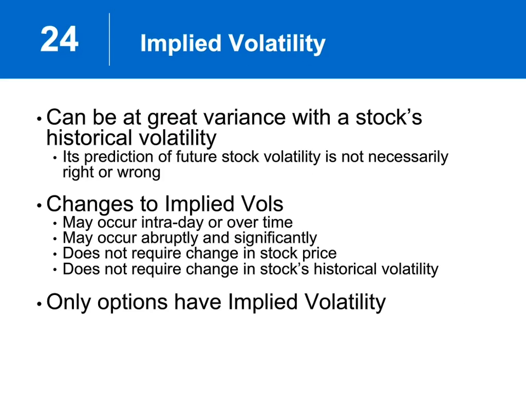Again, the historic volatility is just that. It's the history of how much the underlying has moved over a measured period of time, where implied is talking about the future. So you've got these two different measures. They can be somewhat similar. They can be, as the slide says, at great variance to one another. It really depends on so many different factors.